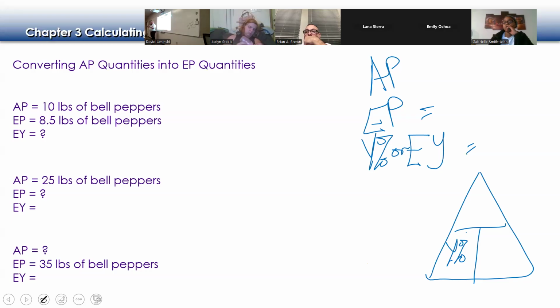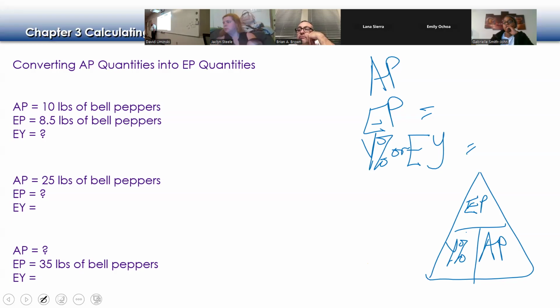What is the formula for percentage? Percent equals part over the whole, right? The whole is our AP, what we purchased. The part is our edible portion, what's left over. So edible is up on top. The as purchased is on the bottom.